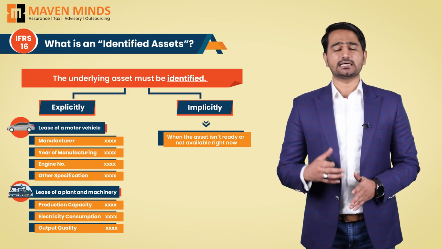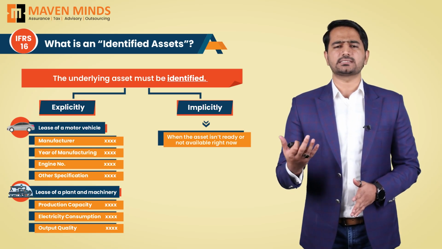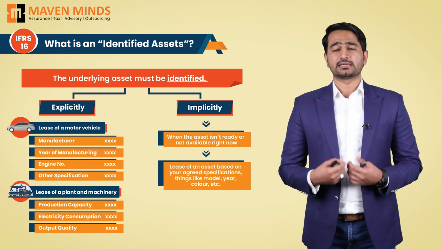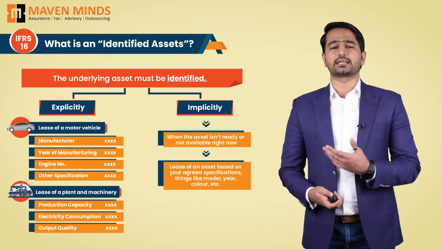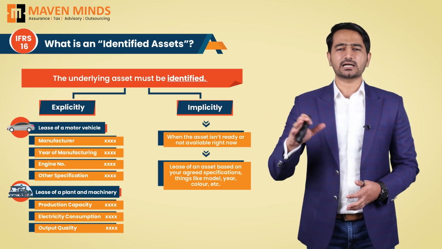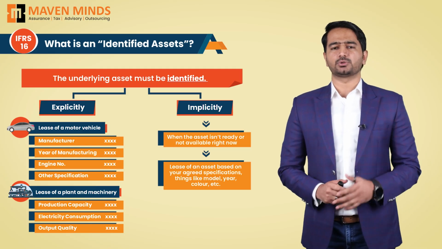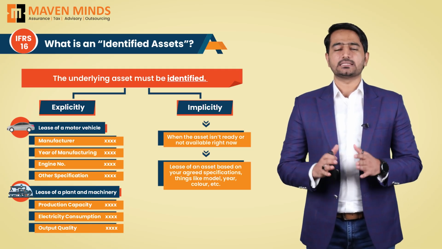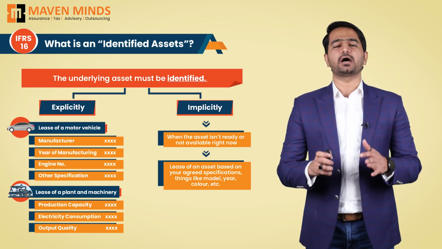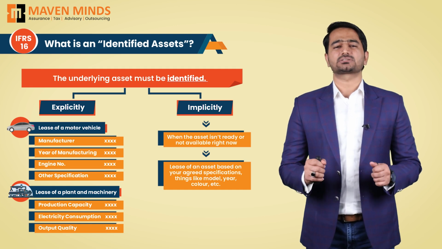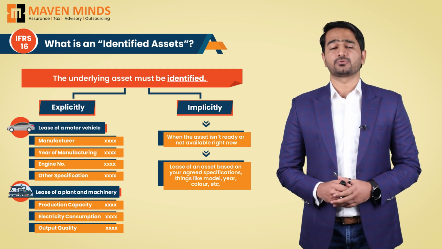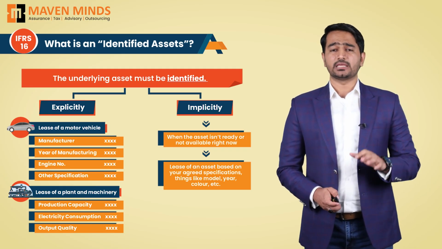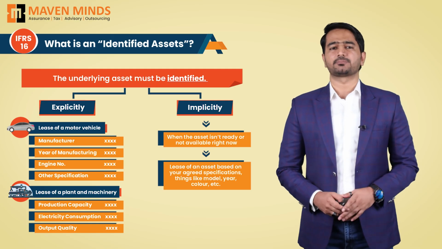In this case, the lessor, for example, a bank or a leasing company, will place an order based on your specifications, things like model, year, color, etc. And once the car is ready, it will be delivered to you. Even though you don't have the asset right away, the specifications are enough to identify the asset. This is called implicit identification. You know you are going to receive a specific car or machinery even though it is not ready yet.